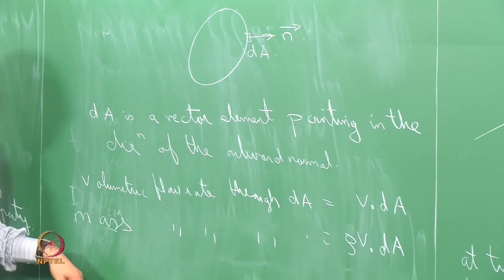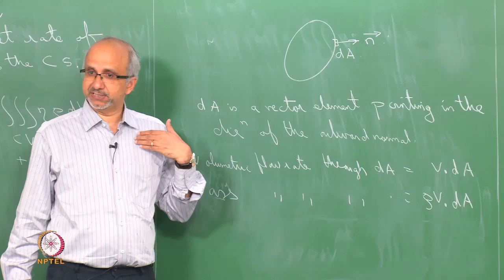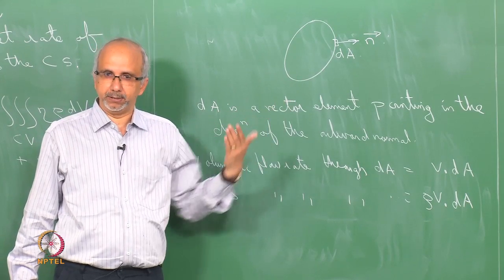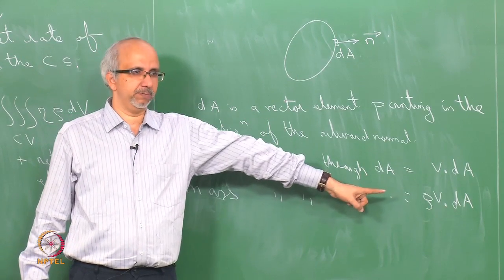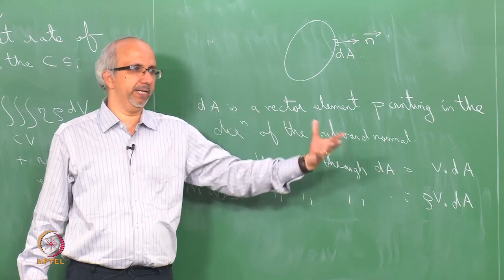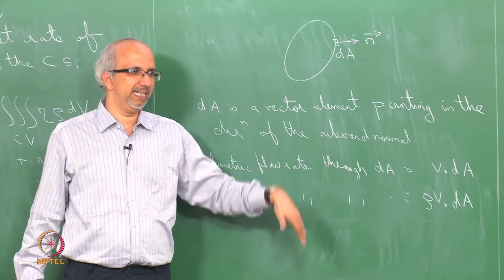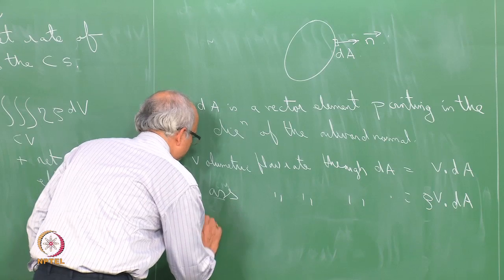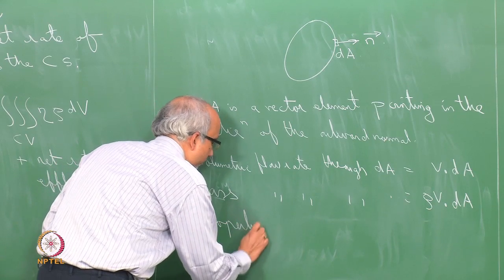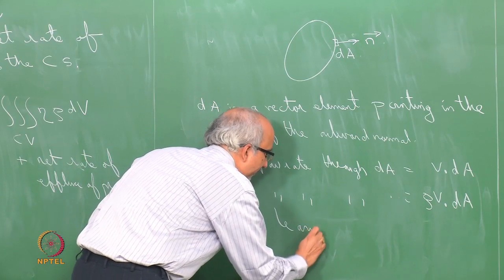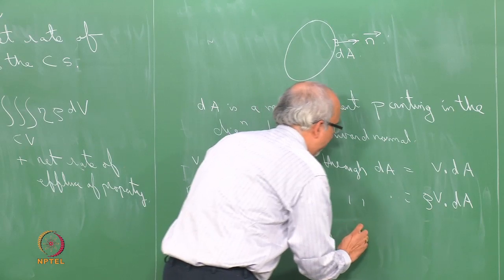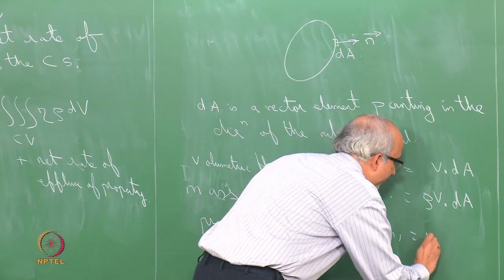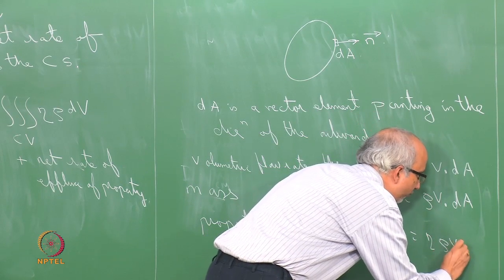and what we are interested in is the rate of flow of the property. So, associated with this mass, the property that is going to be leaving is eta multiplied by rho v dot dA. Okay, the property leaving through dA is going to be eta times rho v dot dA.